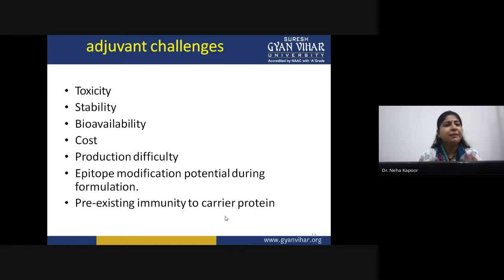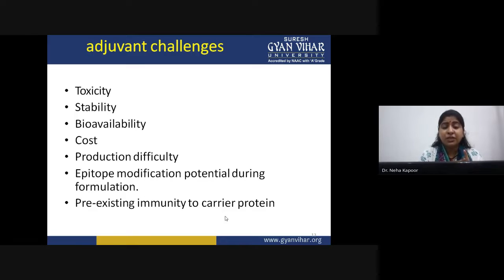So these are the basic challenges that we have discussed so far: toxicity, stability, bioavailability, cost, production difficulty, epitope modification, and pre-existing immunity to carrier protein. Toxicity, that means it shall not be toxic. Stability, it shall be stable. That is why it shall have a long shelf life. It shall not degrade or reduce the efficacy of the vaccine.